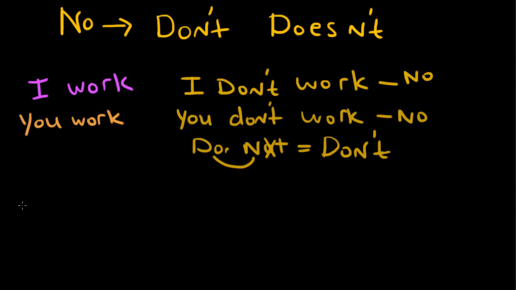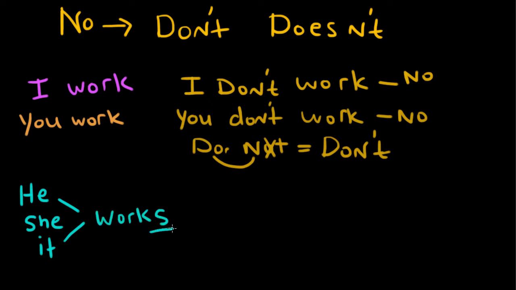So here's where it gets tricky. Do you remember the third person? He, she, and it? We use works. We always use S with the third person singular. So then, with the present simple, when we do the negative, we also have to use an S ending.